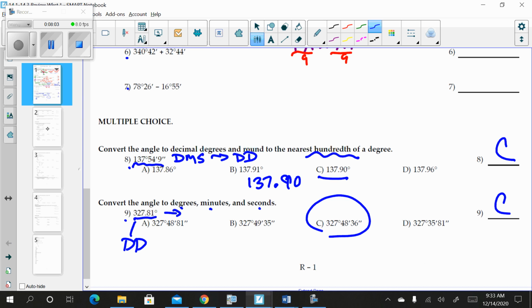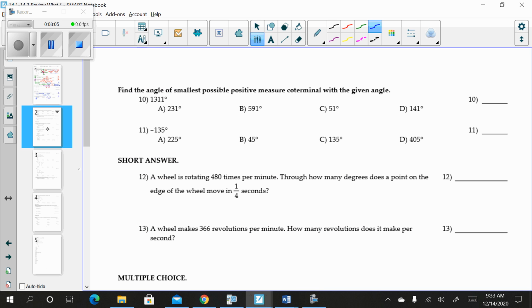Okay, let's get into some more of the applications here. We're going to talk a little bit more about coterminal and relationships between things. We'll do a little bit of application here. So remember, coterminal means it ends in the same location, and to find them, you either add or subtract 360 degrees. And again, sometimes you have to do that many times to get where you need to be. So for number 10, if they're saying the smallest possible positive, that's basically the easiest way you can write the angle.